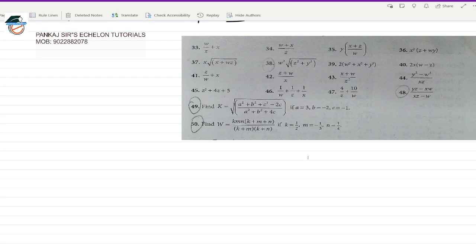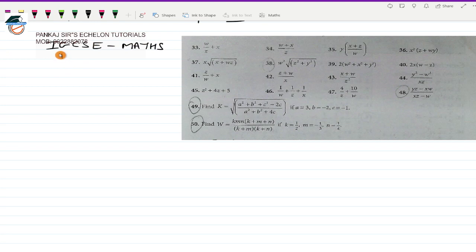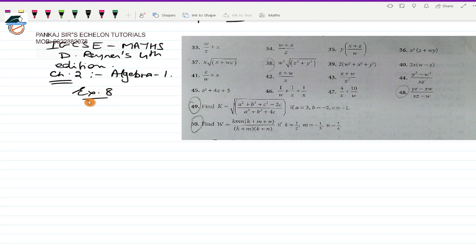And in today's session we are going to deal with the IGCSE curriculum maths. Okay, so let me write for you. This is IGCSE maths, and this is from David Rayner's fourth edition book. We are doing chapter number 2. The name of the chapter is Algebra 1, and we were on exercise number 8, and we had already completed some 43 questions.